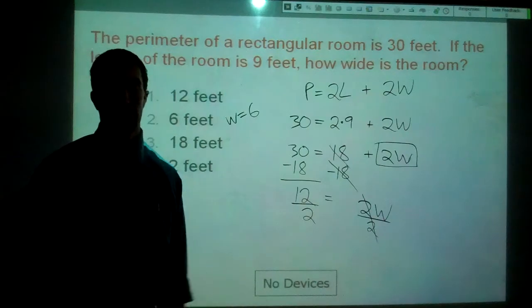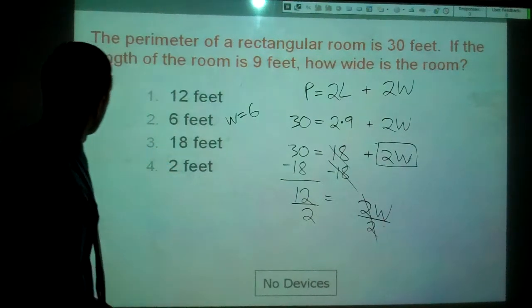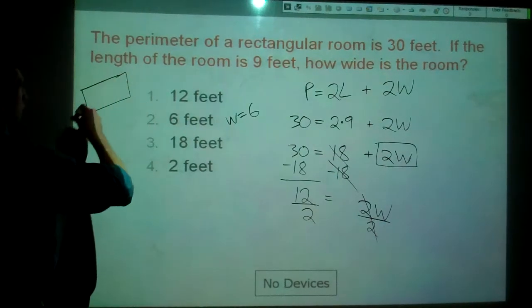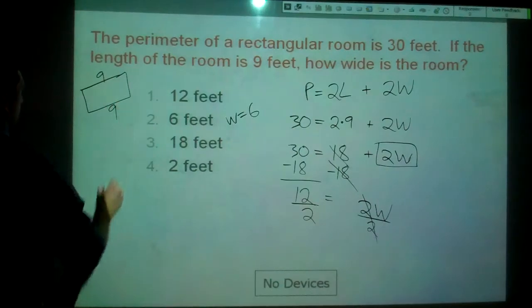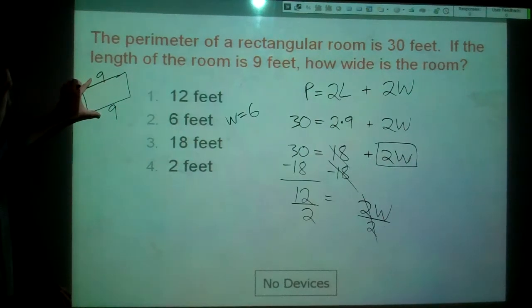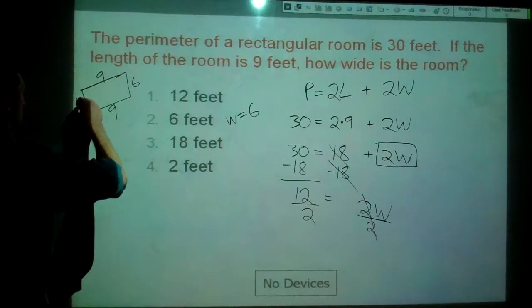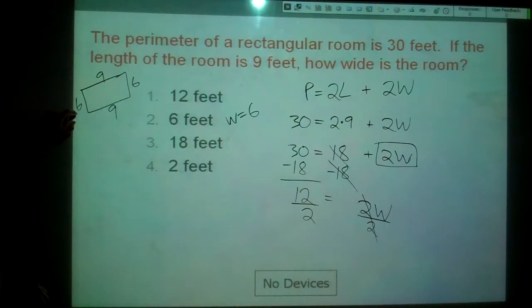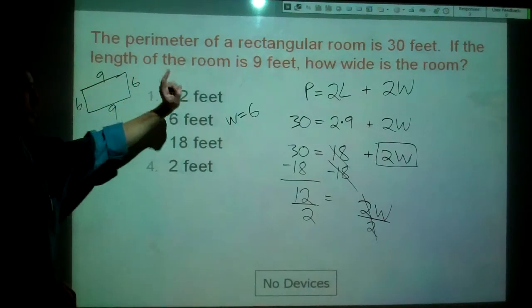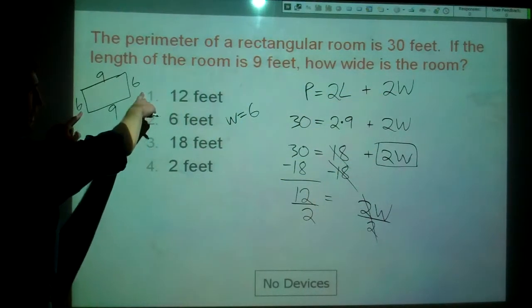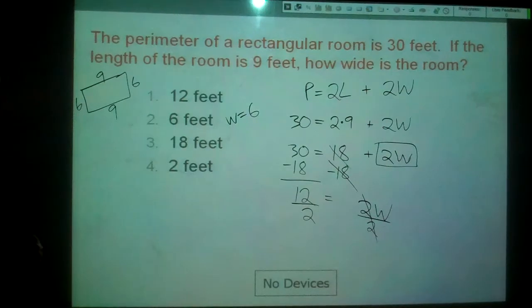and they're like, oh, okay, it's 12. Well, you got to remember that rectangles are set up like this. We had 2 lengths, 9 and 9. There's our 18, but one side is not 12. We've got 2 sides to split 12 up into, so 6. So 6 plus 6 is 12, 9 plus 9 is 18, perimeter is 30. If we were to put 12 here, we would definitely add up more than 30 feet. So gotta be careful with that one.